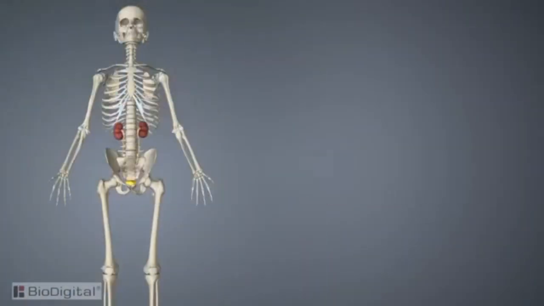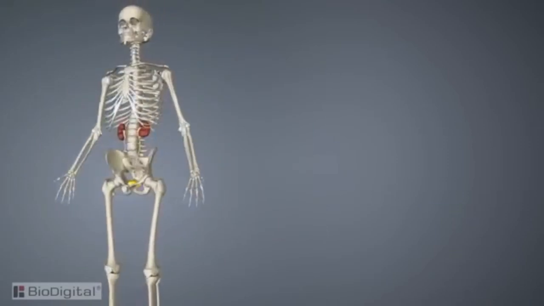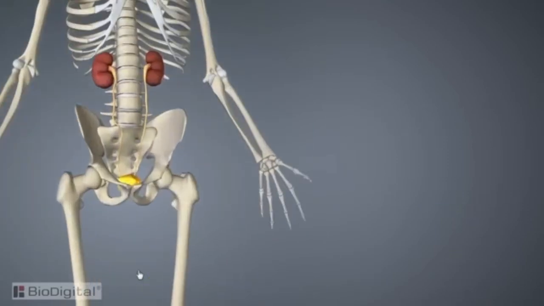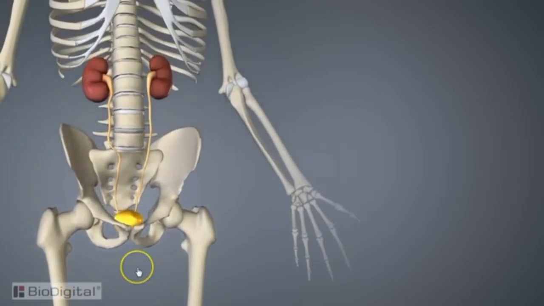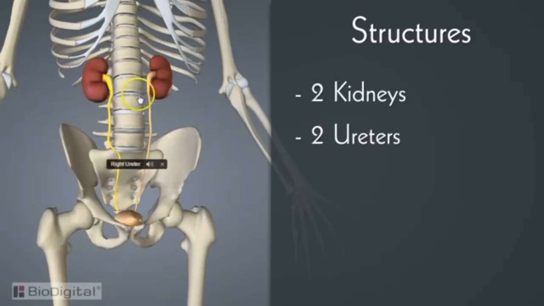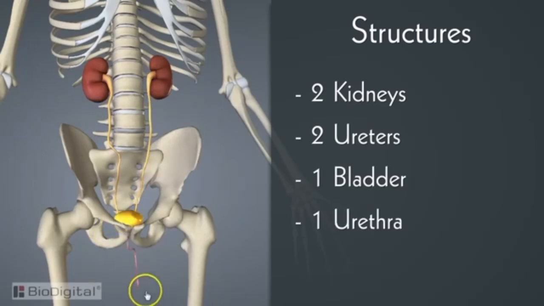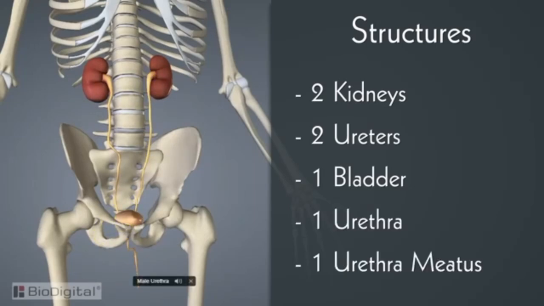The urinary system, much like the integumentary system, doesn't have many parts, but they are truly essential to the survival of the human organism. Let's take a look at the basic anatomical structures of the urinary system. They are 2 kidneys, 2 ureters, 1 bladder, 1 urethra, and the urethra meatus.